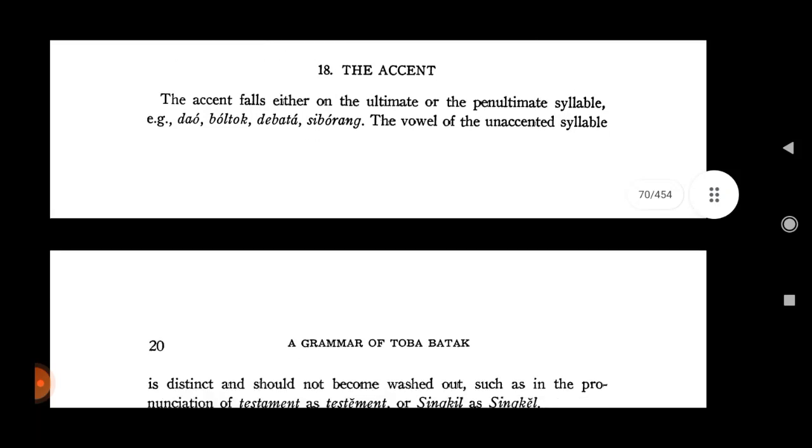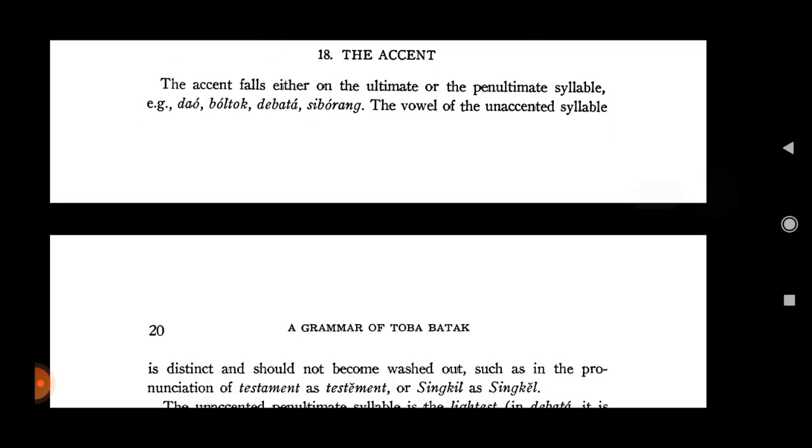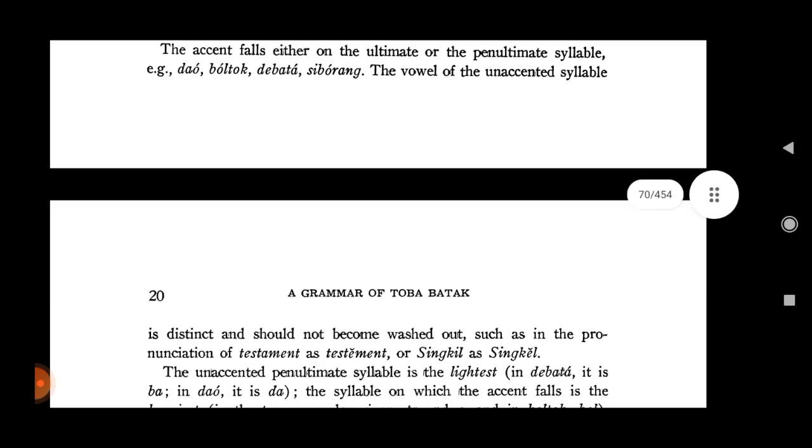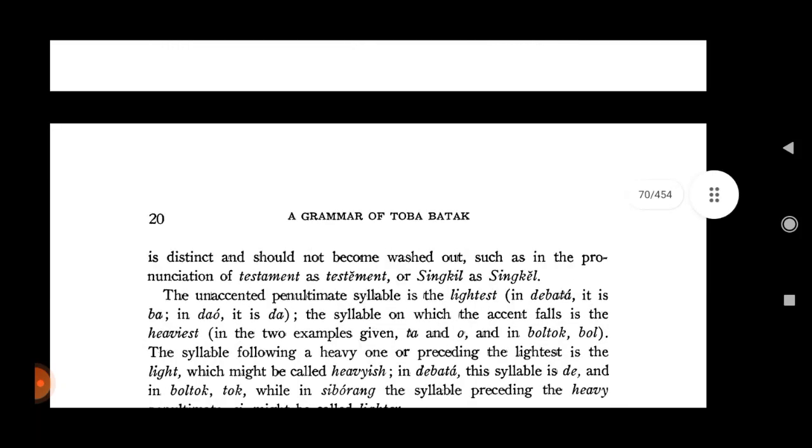The accent falls either on the ultimate or the penultimate syllable, e.g. dao, boltok, debata, siborang. The vowel of an accented syllable is distinct and should not become washed out, such as in the pronunciation of testament as testament, or sinkel as sinkel.